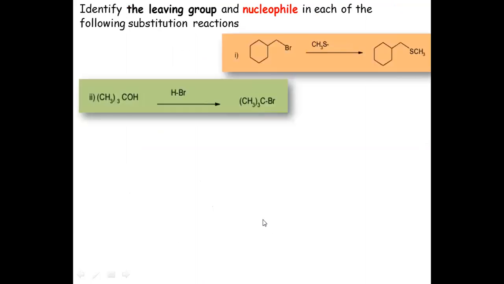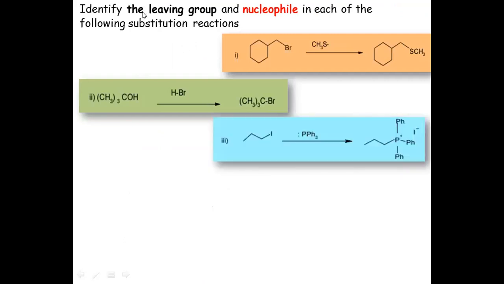So now, let us just recap what we have done. Identify the leaving group and nucleophile in each of the reactions. So let's take this first reaction. What you'll find now is that there is replacement of a group, and the one which is replaced will be called a leaving group, and the one which is replacing will be called a nucleophile.